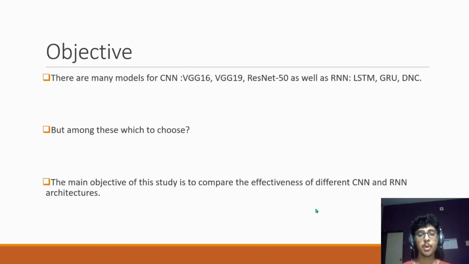There are many models of CNN as well as RNN in the market right now. For CNN, we have VGG 16, 19, and ResNet 50. As well as for RNN, we have LSTM, GRU, DNC. But among them, which to choose? So the main objective of our study is providing an empirical comparison between all the models, so that choosing a model for a specific purpose can be made easier.